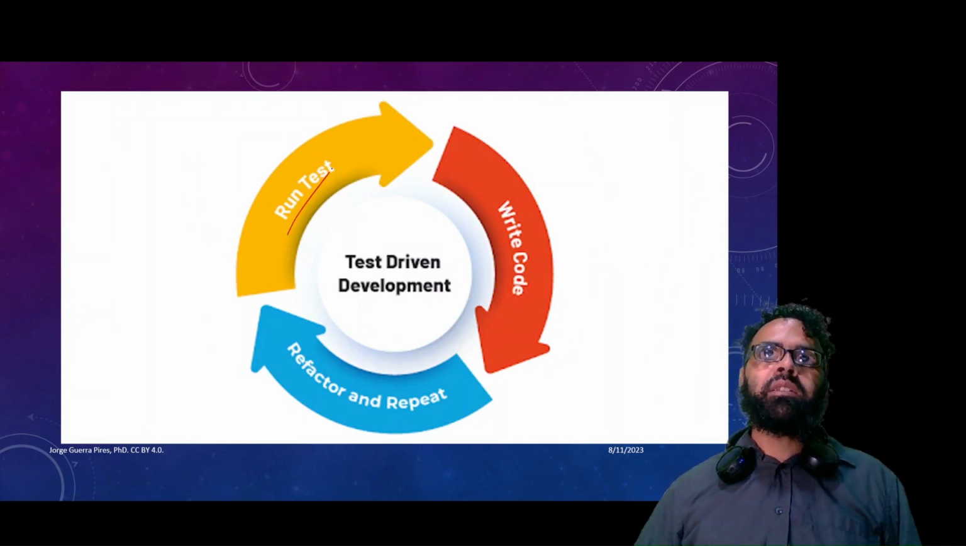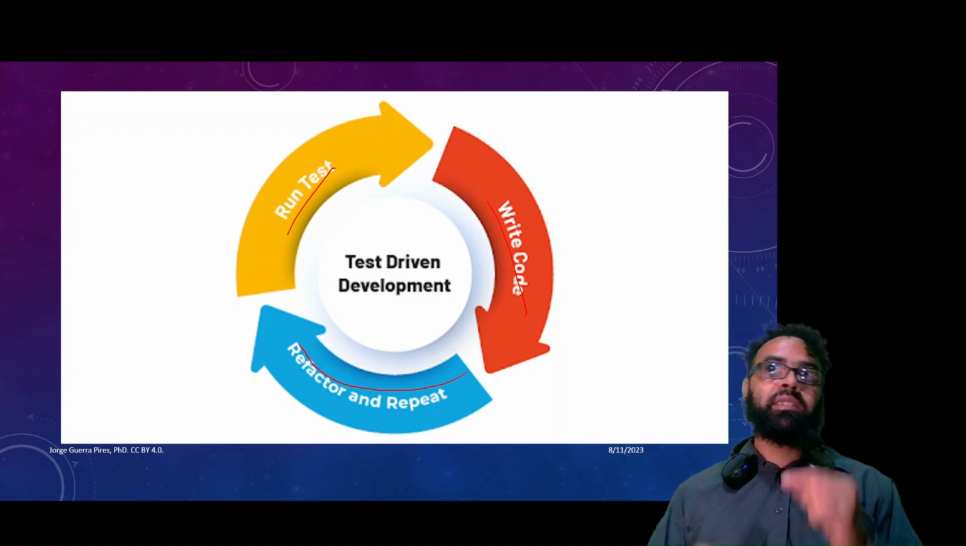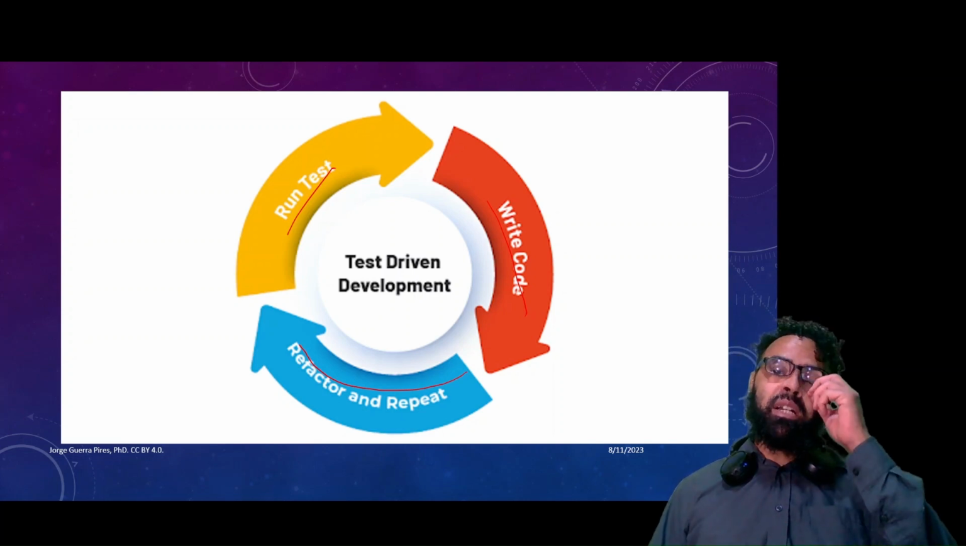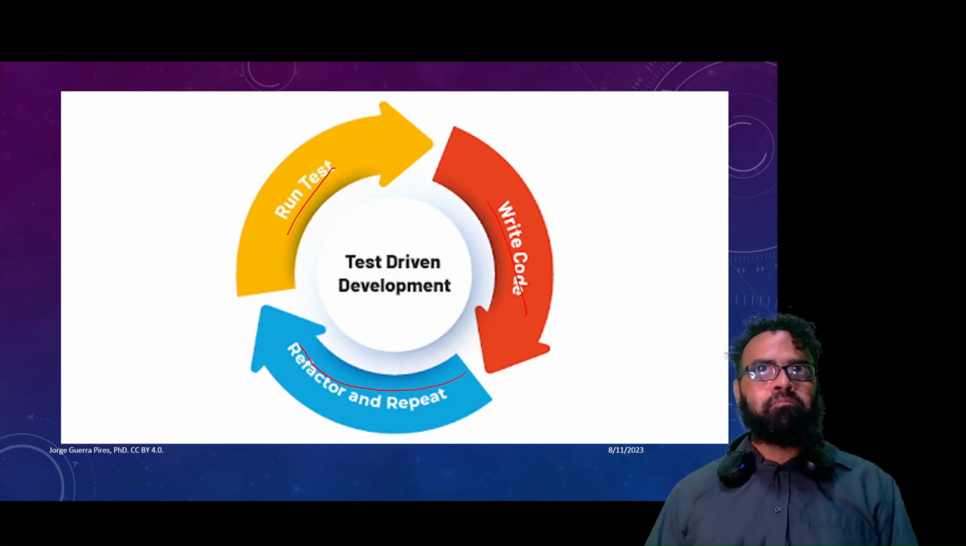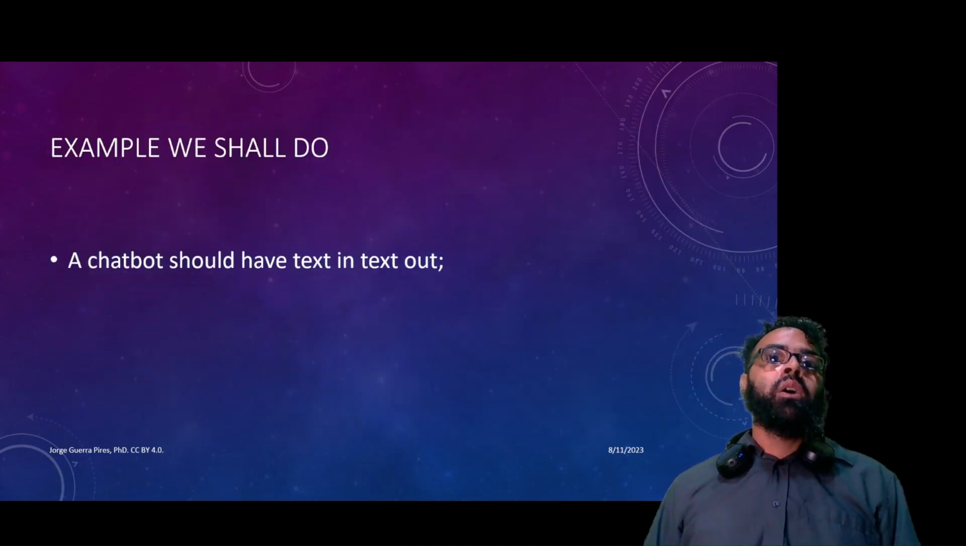Run the test, write code specifically to make sure it does not fail, then refactor, and repeat. So it's a cycle. They run the test, write the code, make sure that when it fails, you make it pass. In the beginning, it can be a little bit confusing, but we are going to see one example.